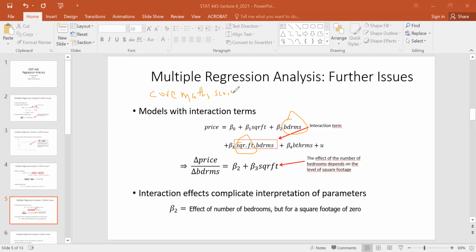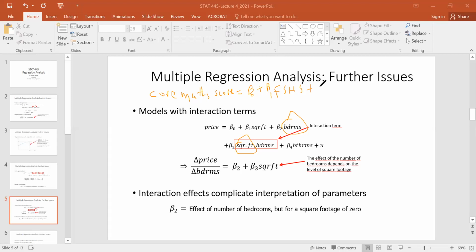The core mathematics score of students: we want to see the impact of free SHS on the core mathematics score of students. So beta 1 is whether the student enjoys free SHS or not, plus U. Then somebody says, oh no, I think the impact of free SHS depends on whether the student is in a boarding school or is a day student. Then we have to include this term.